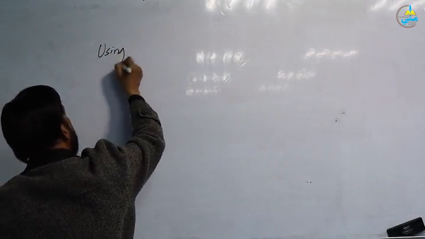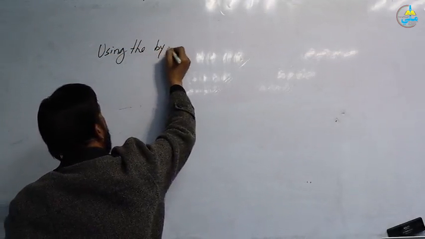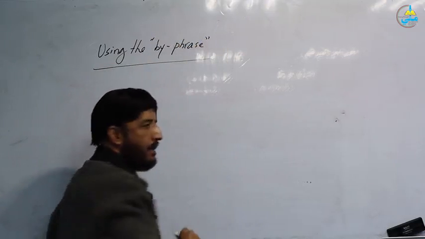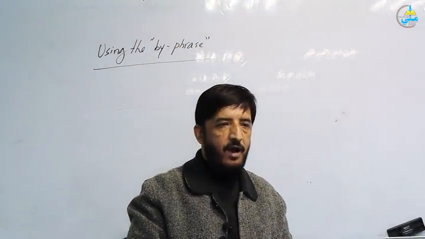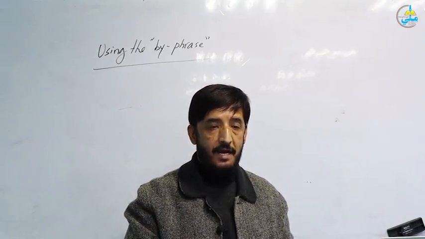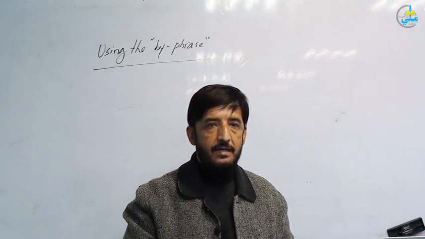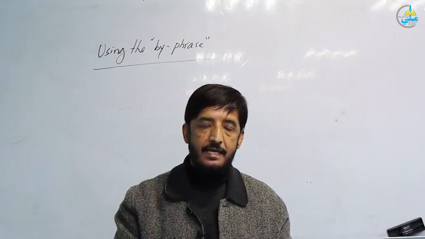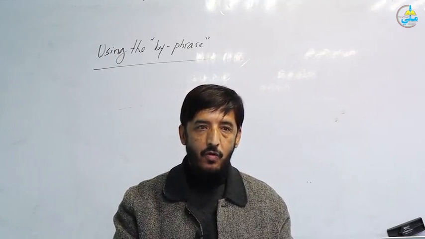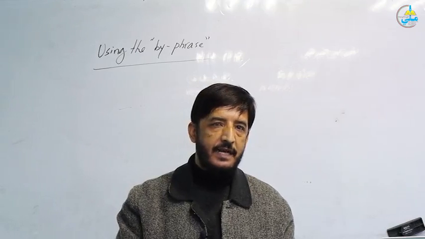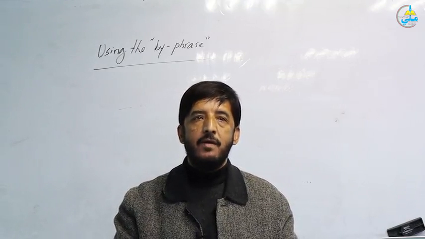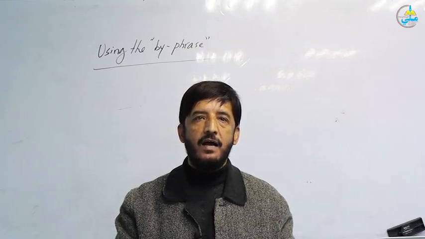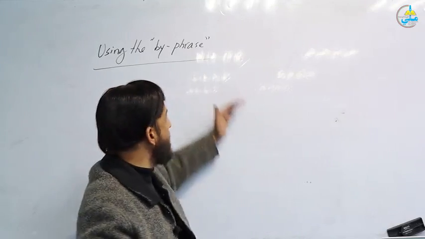Using the by phrase. The use of the by phrase in passive sentences. When do we use the by phrase in passive sentences? We can use the by phrase in passive sentences when it is important to know who performs an action. We use the by phrase when we want to know who did something, or when the person who did the action is important. For that reason we put that person at the end of the sentence in the by phrase.